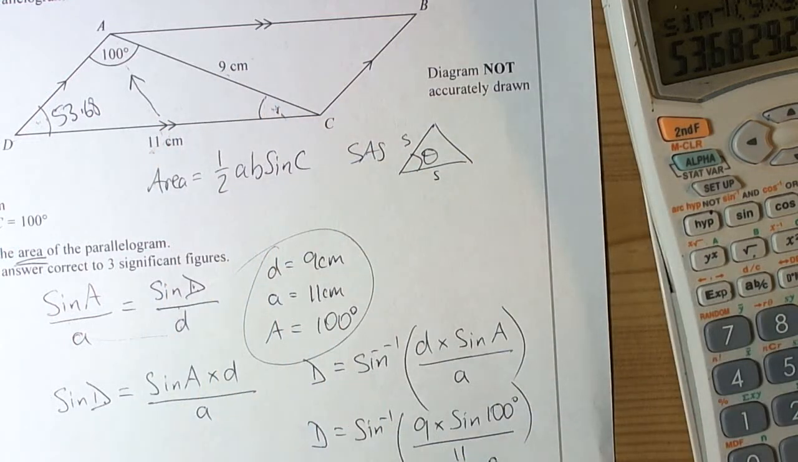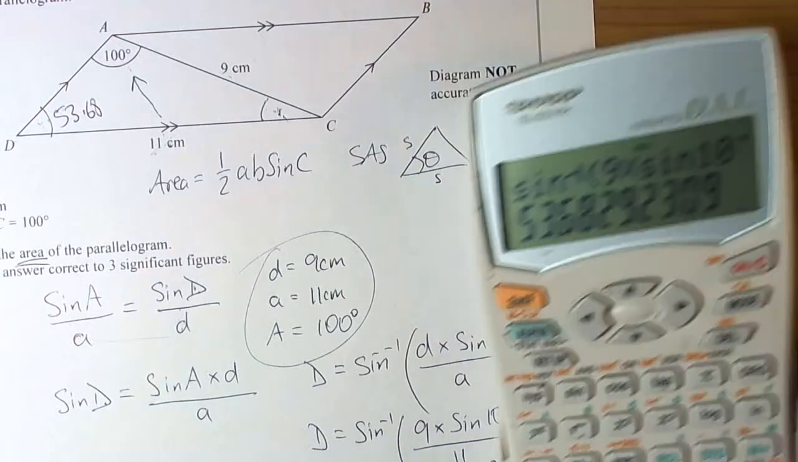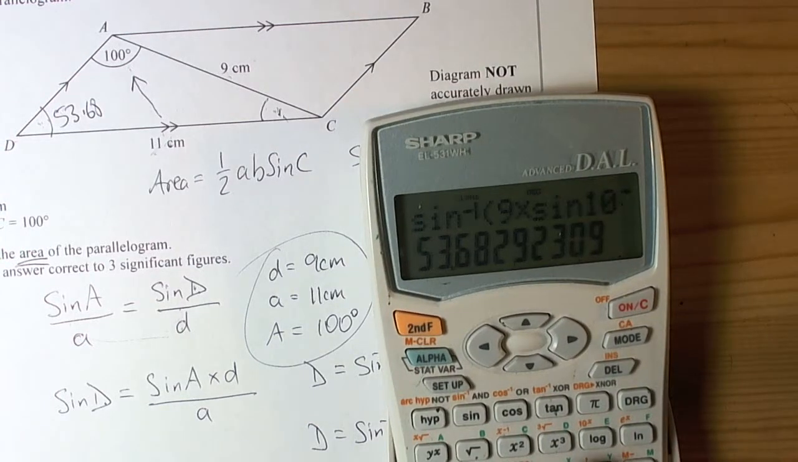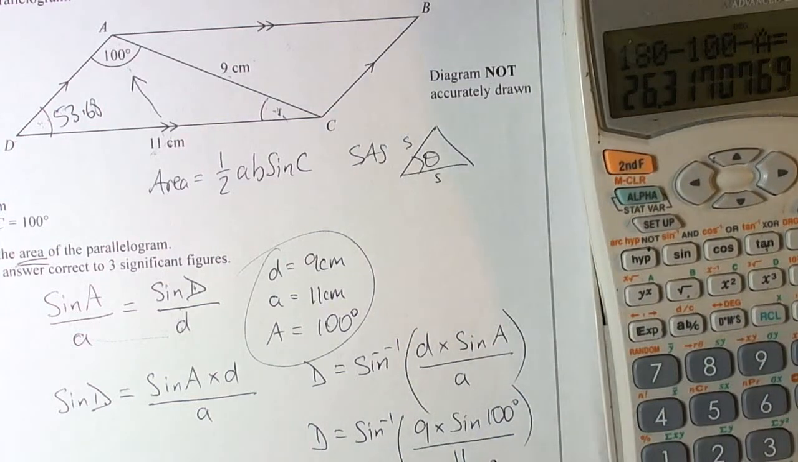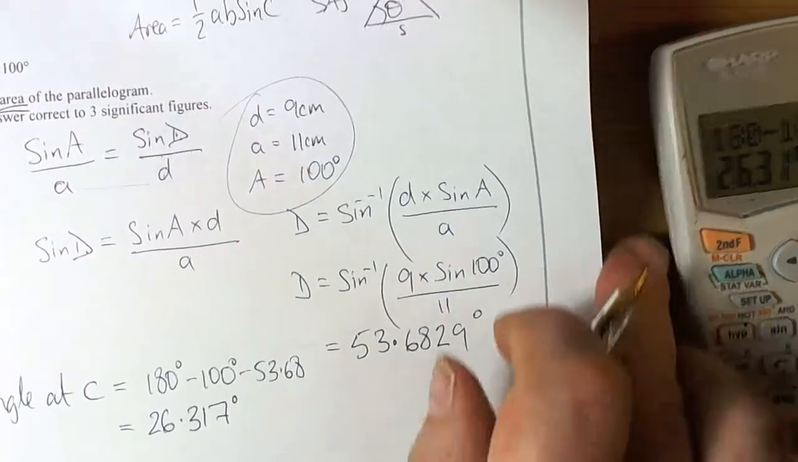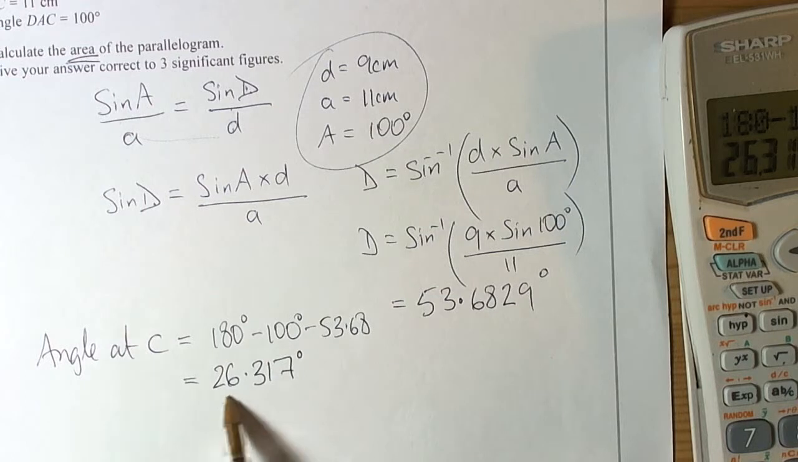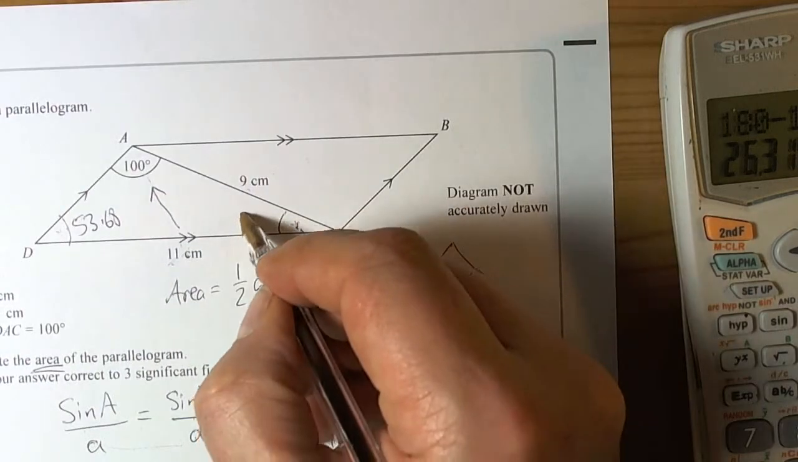we can say the angle at C is going to be 180 minus the 100 minus the 53.68. So if I store that in A and then do 180 minus the 100 minus recall the value we stored, so 26.32 degrees, so 26.317 degrees. Keep a bit of accuracy there until we get to the end. Okay, so we know the angle at C is that, so we now know that this angle here is 26.317 degrees.